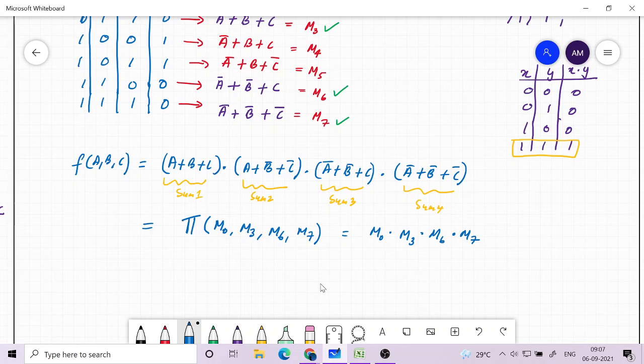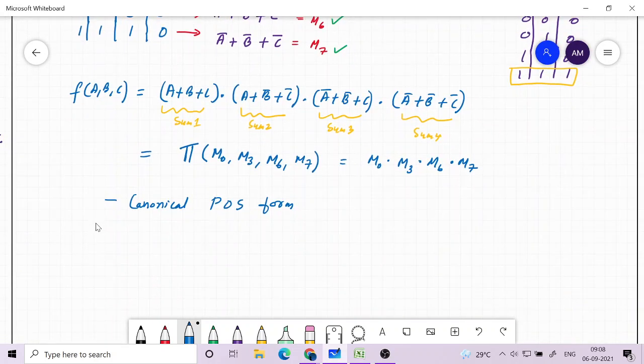So this way of writing a Boolean expression is called POS form, okay. This is called canonical POS form. Earlier I said canonical SOP form, now this is canonical POS form. So that means product of sums. POS stands for product of sums.